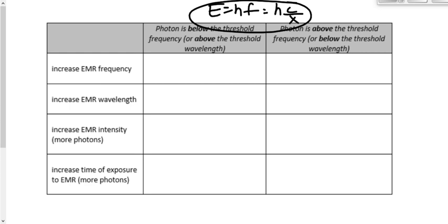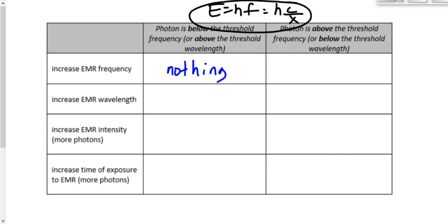What happens if we're below the threshold frequency, but we increase the frequency? Still below. We're not increasing it above the threshold frequency, but we're increasing it more than it is right now. What happens? Simple, quick answer to that question. Nothing. Nothing happens. If we're below the threshold frequency, doesn't matter what we do, it's going to be no electrons ejected.